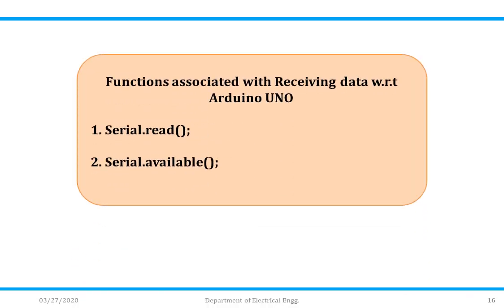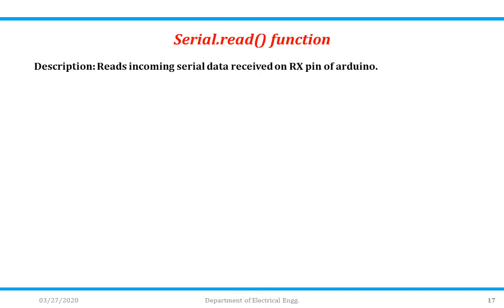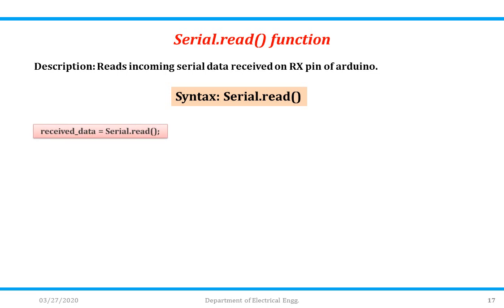Let's discuss functions associated with receiving the data with respect to Arduino UNO. We discussed how to transmit the data. Now here we are going to discuss receiving the data. The functions are Serial.read and Serial.available. What is Serial.read? As the word itself says, read is present. What is the meaning of read? It reads the incoming serial data received on the RX pin of Arduino. The syntax for this is Serial.read.